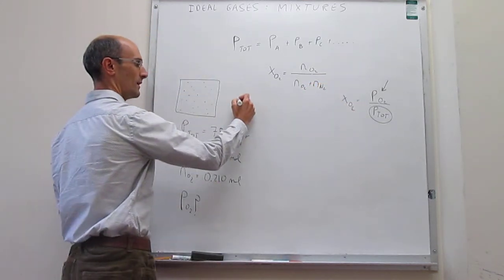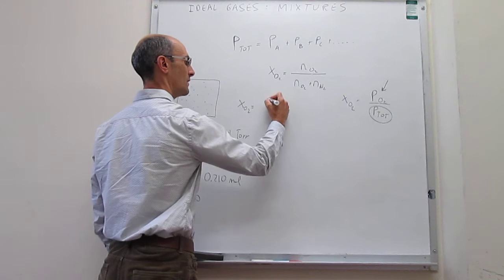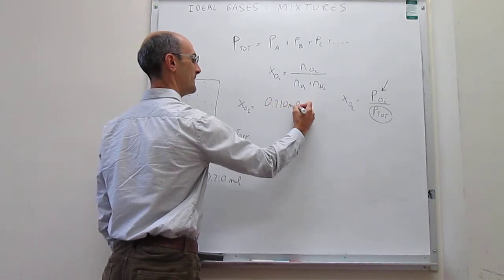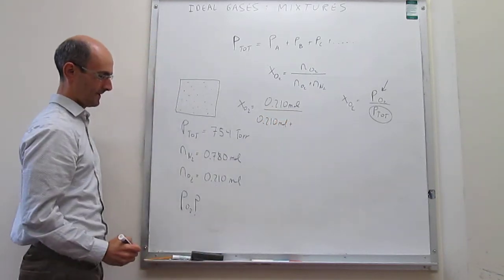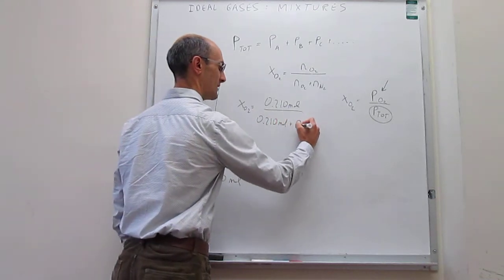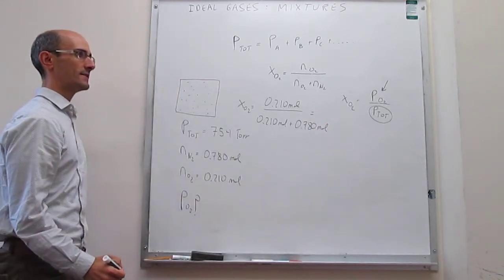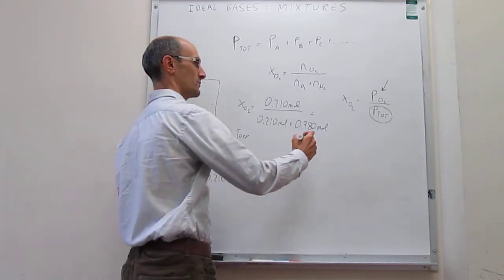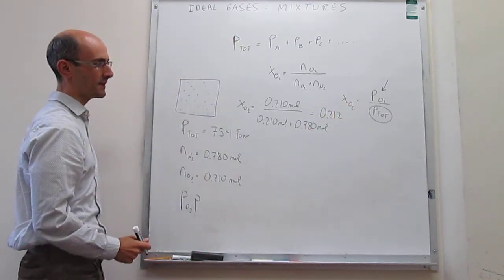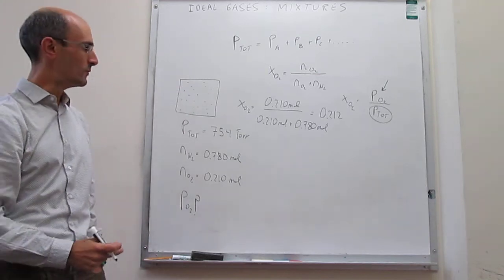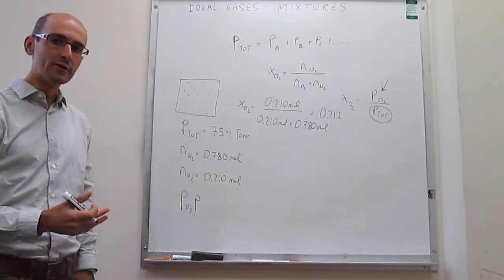All right, so we can operate here. Mole fraction of O2 is equal to the numbers that we have right here: 0.210 mole divided over 0.210 mole of oxygen plus the number of moles of nitrogen, which is 0.780. And we find that this number is equal to 0.212. This is the same thing as saying that 21.2% of the moles of gas in this model atmosphere are due to oxygen.